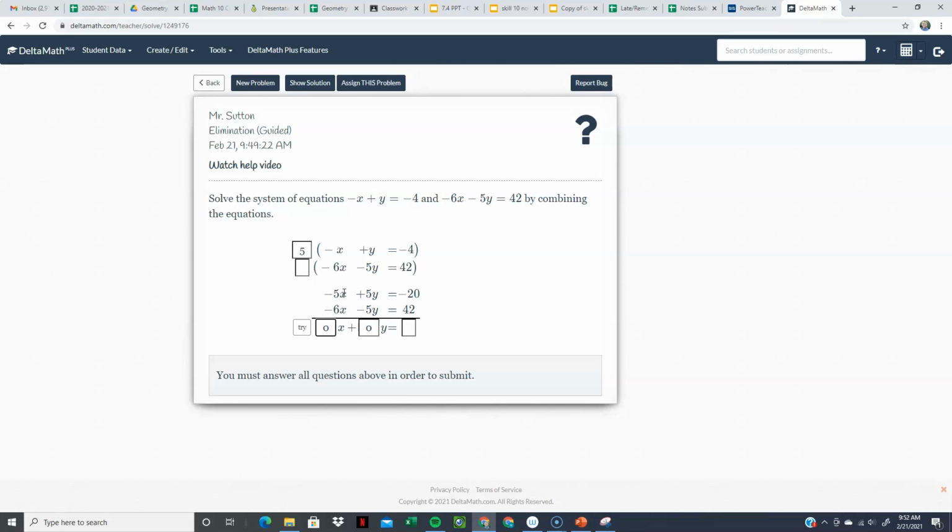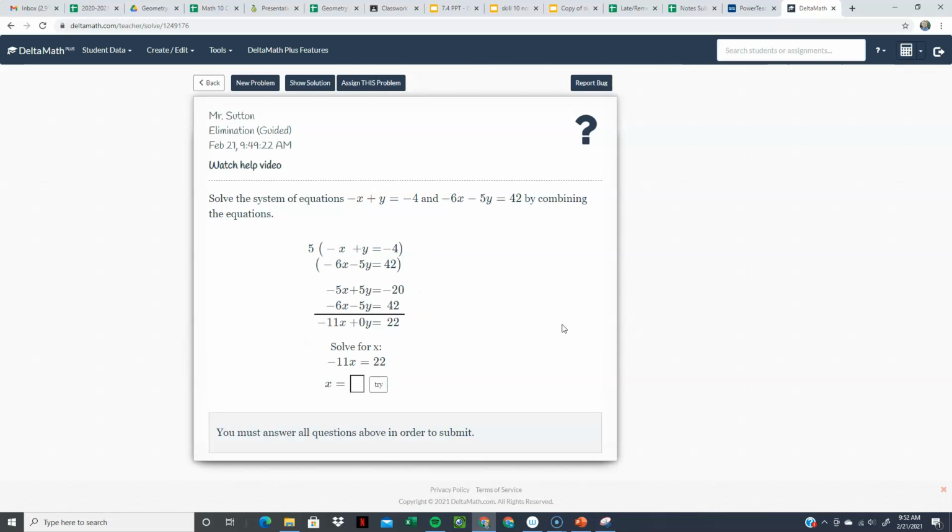So then negative 5x minus 6x would be negative 11x. 5y minus 5y is 0y, so that's what we want. And then negative 20 plus 42 would be a positive 22. So let's go ahead and try this. All right.